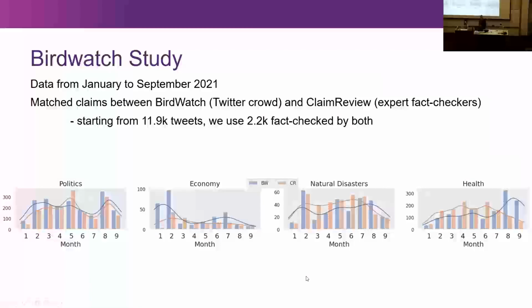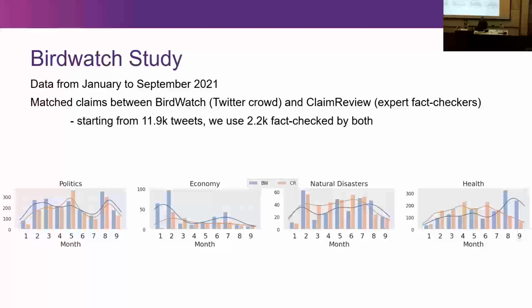So what we did is, again, we took this data from Birdwatch and we compared it with expert fact-checkers' data on the same tweets, fact-checking the same tweets. So we started from 12,000 tweets that had Birdwatch data for them, so fact-checked by the crowd, and then we overlapped it with what was fact-checked by experts, and we ended up with 2,000 tweets that were both fact-checked by the crowd and by experts.